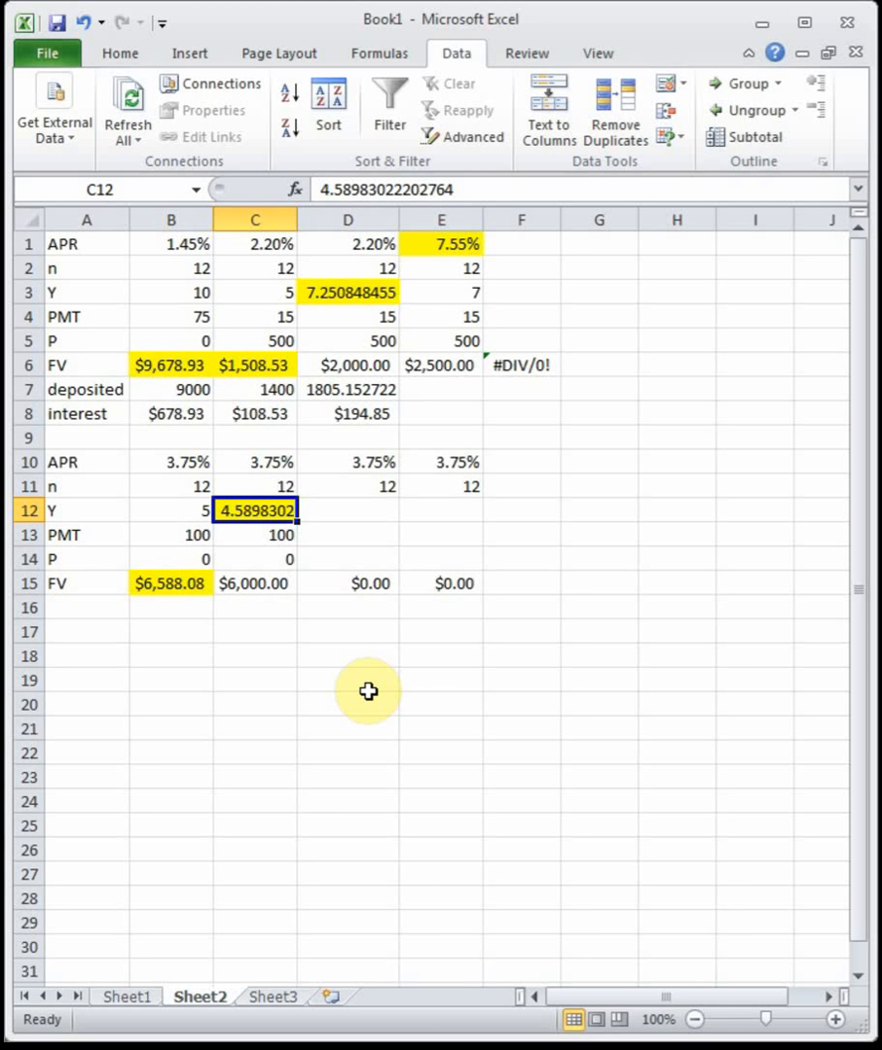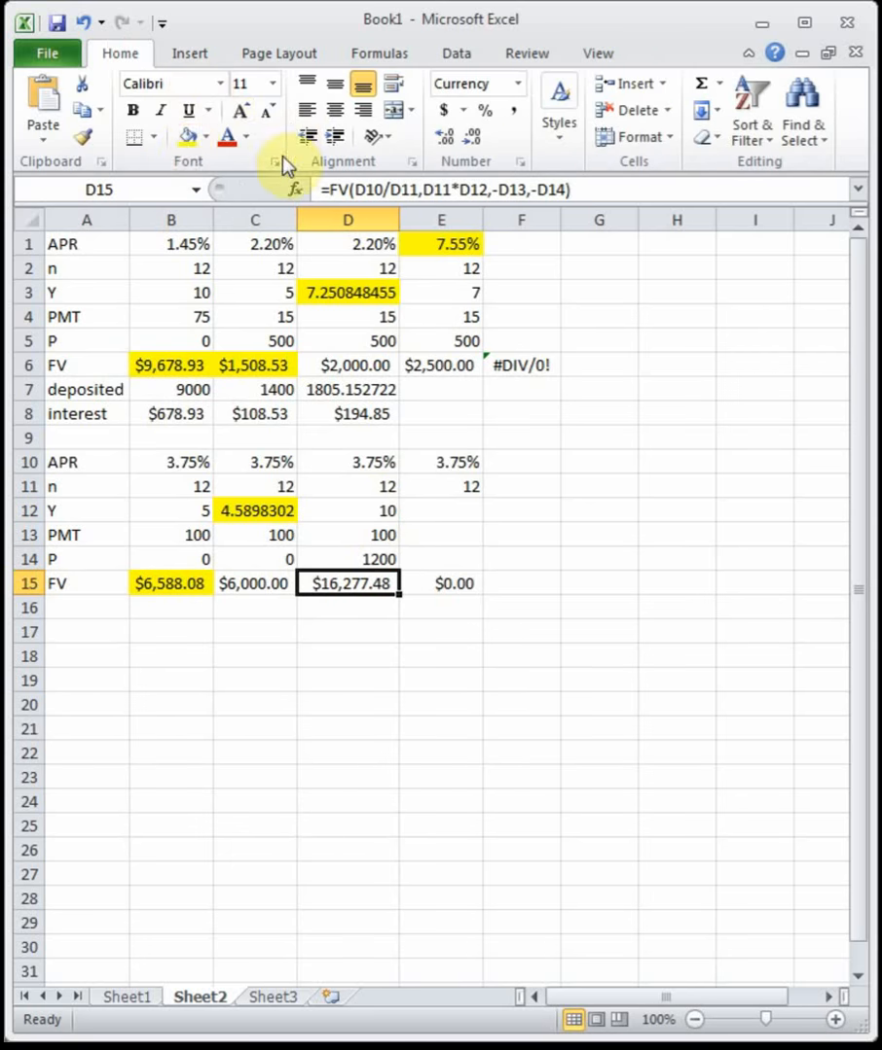Right, the next one, Mario has received a $1,200 bonus for working extremely hard. If he opens the money market account with his bonus, so now his initial principal is $1,200, and then deposits $100 into the account every month, what will the account's future value be in 10 years? So at the end of 10 years, wow, look at that. He'll have a lot of money, $16,277.48.